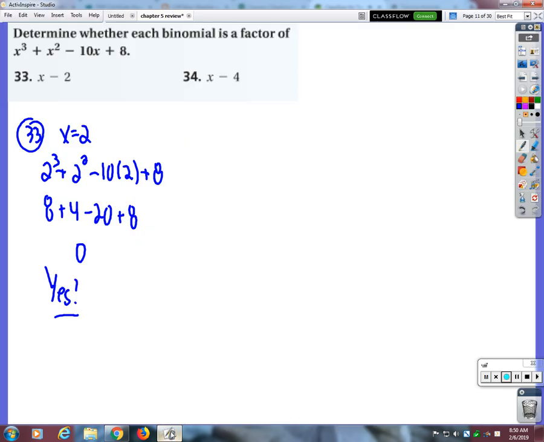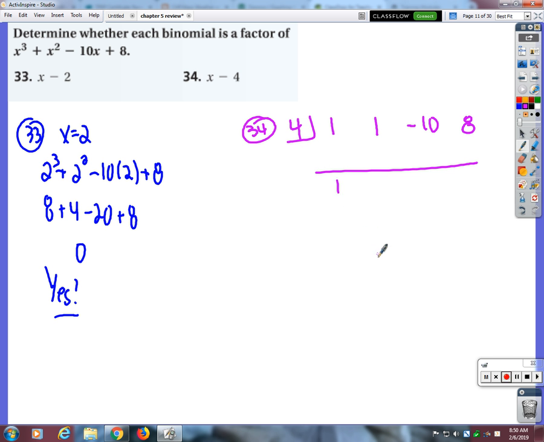Okay, Maddie, so how would you do that with 34? And there's another way. Okay, good. We could also do this using synthetic division. So I could take and go 1x cubed, 1x squared, negative 10x plus 8. What goes in the box? 4.